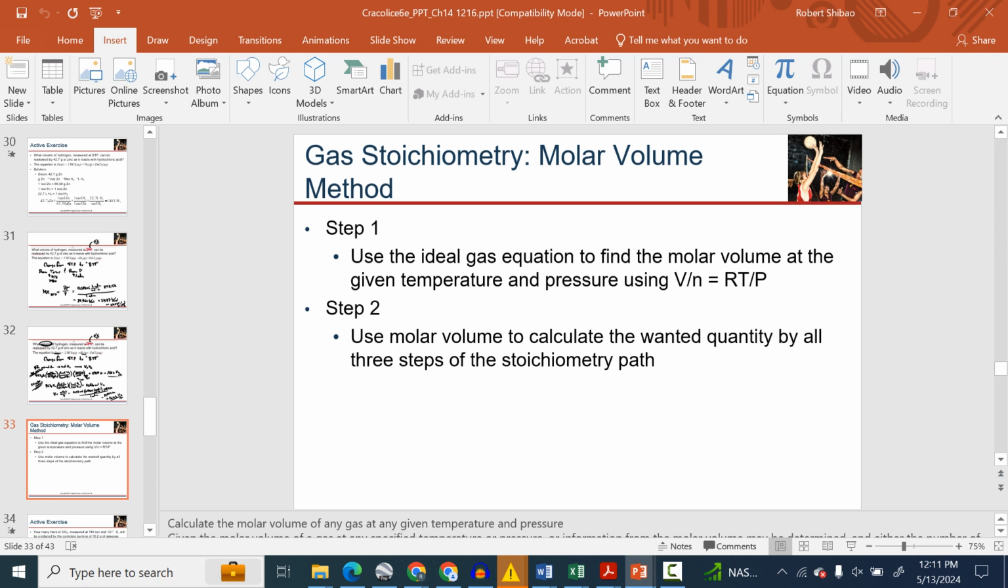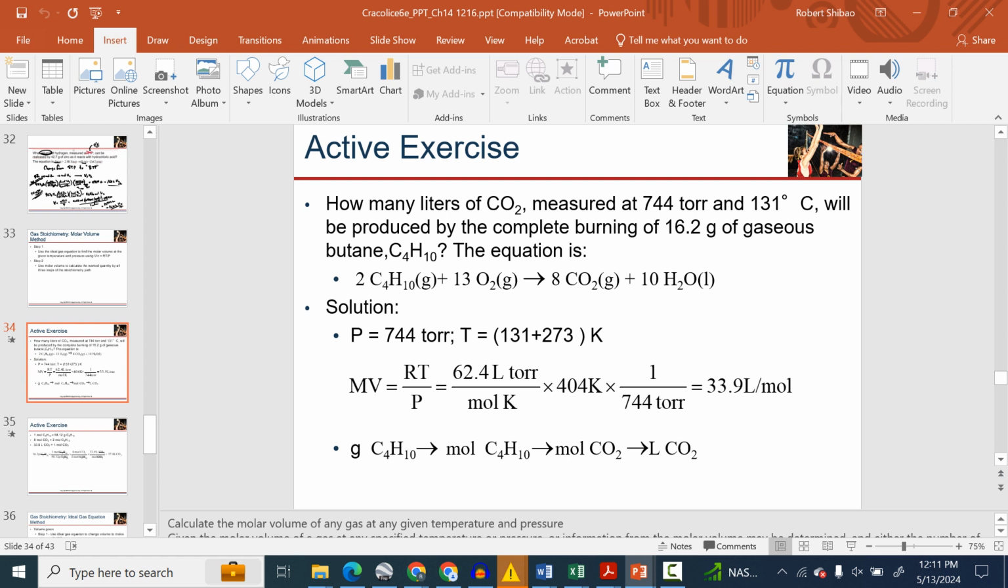Here they're talking about using the molar volume method, except their molar volume is different. In this case, we can't use RTP because the pressure is 744 torr and the temperature is 131 Celsius. So we'd have to calculate a new molar volume. This is a handy equation to memorize: molar volume is equal to RT over P, or derive it. It's pretty easy to derive because we know this is V over n.